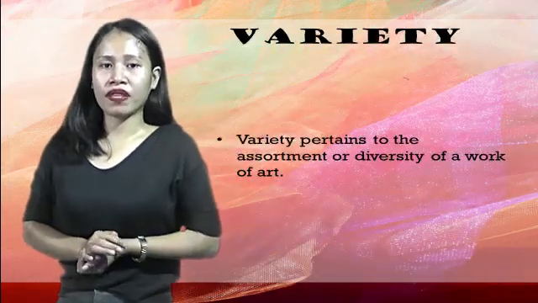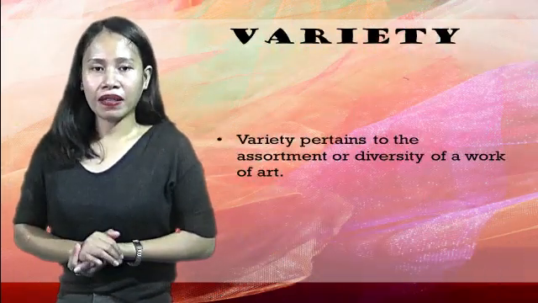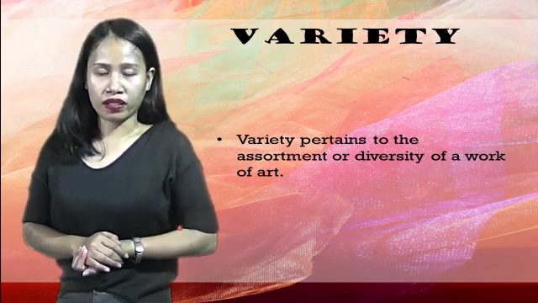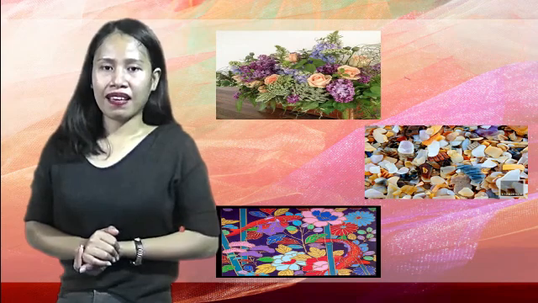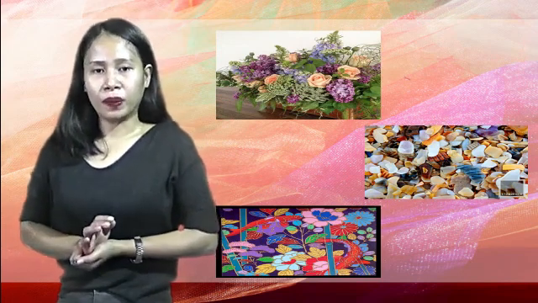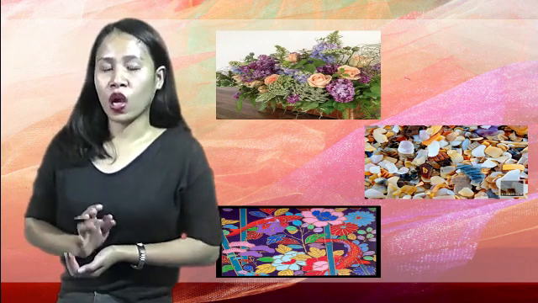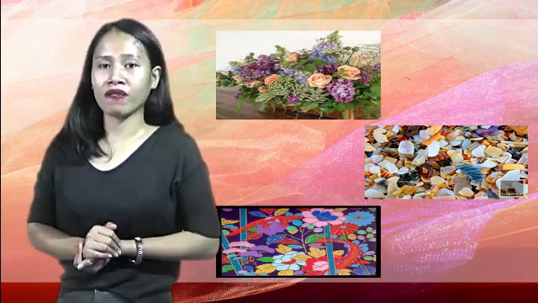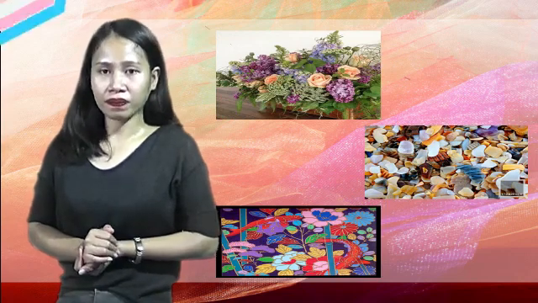Next principle, we have the variety. Variety pertains to the assortment or diversity of a work of art. We can see variety in all of our surroundings. Take a flower as an example. Flowers come in different colors, shapes, and scents because every flower varies from one another.